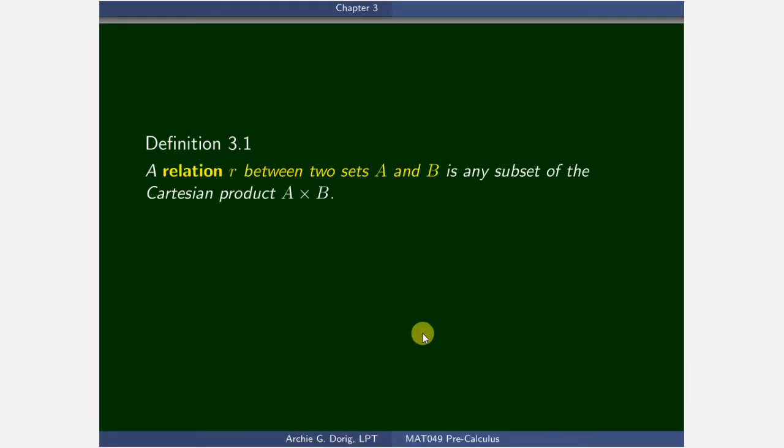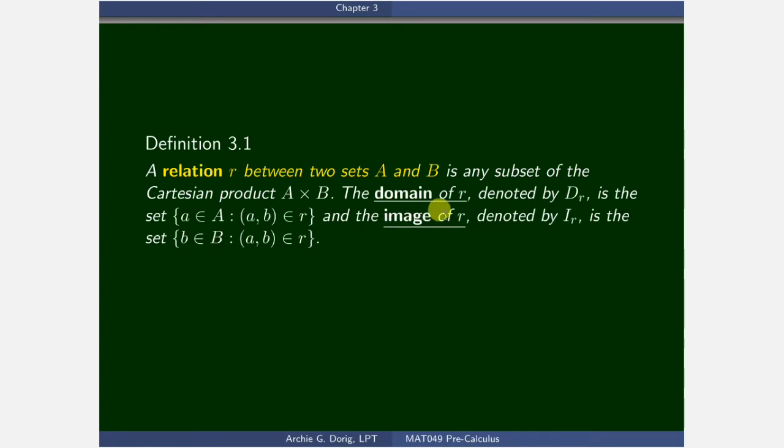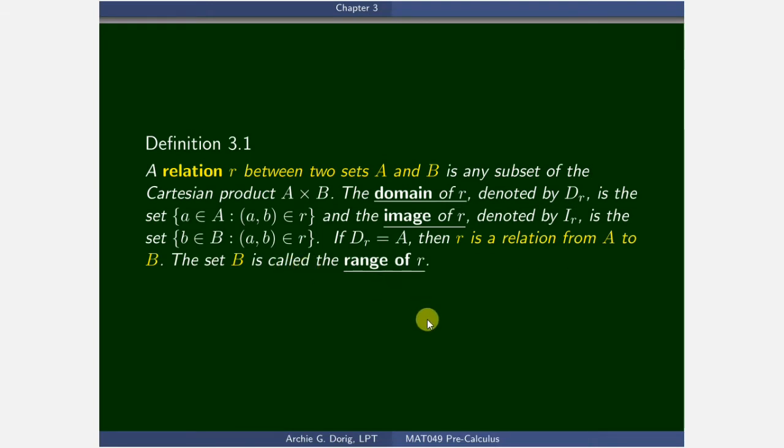Definition 3.1. A relation R between two sets A and B is any subset of the Cartesian product A cross B. The domain of R, denoted by D sub R, is the set of all a in A such that the ordered pair (a, b) is an element of R. The image of R, denoted by I sub R, is the set of all b such that the ordered pair (a, b) is an element of R. Now, if the domain of R is equal to the set A, then R is a relation from A to B. Then the set B is called the range of R.